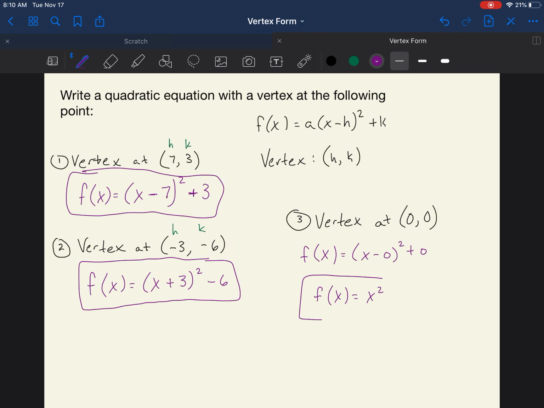All right, guys, so in the next video, what we'll do is we'll convert from standard form to vertex form. See you then.